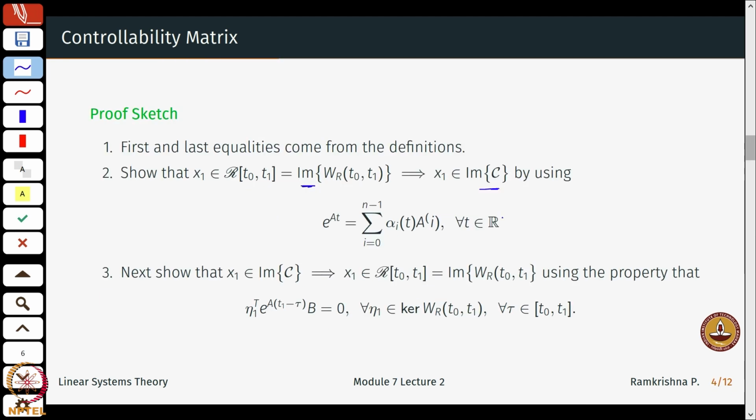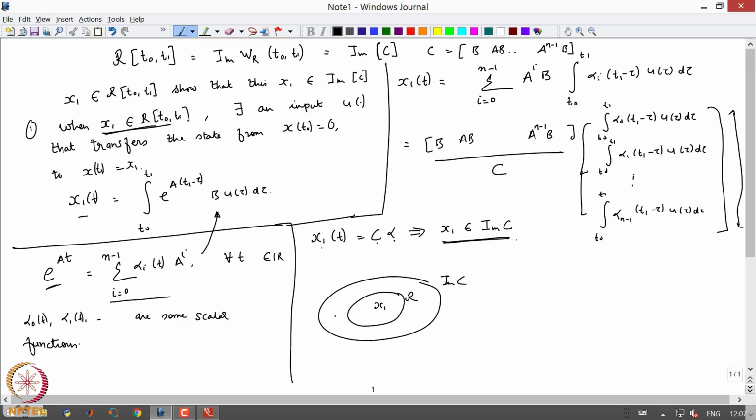We showed this one by making use of this expansion of e power a t. Next, we will show that if x 1 is in the image of C, this will actually mean that x 1 is also in the reachable set of the system, or this R is also equal to the image of W R. Again, we use a property like this. Okay, we will derive what this means.